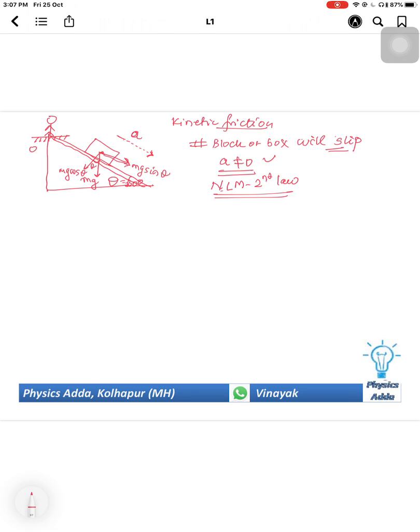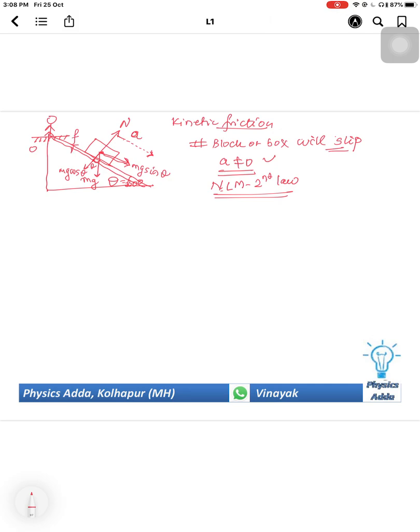Okay. And this is mg sin theta. Now tell me, what is the normal reaction? It will act perpendicular to the inclined plane, so it will act in this direction, N. And the third force will be the frictional force, F, which will act opposite to the relative motion.